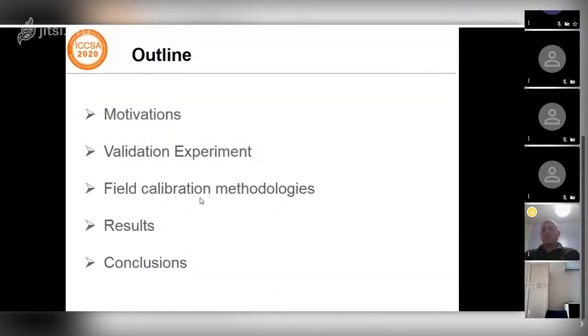Now I want to briefly show the presentation outline. First, I want to explain the motivations of this work and the background in which we are working. Then we will see some details of the validation experiment, the experimental framework, and the calibration methodologies that we have used. And finally, I will show the obtained results and the conclusions.